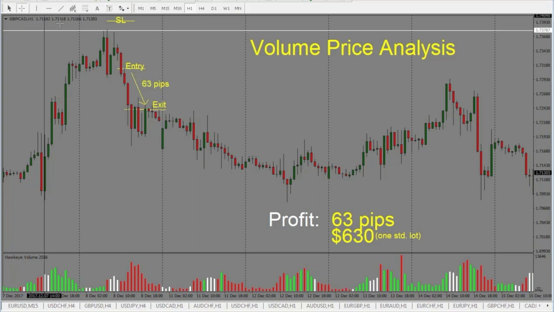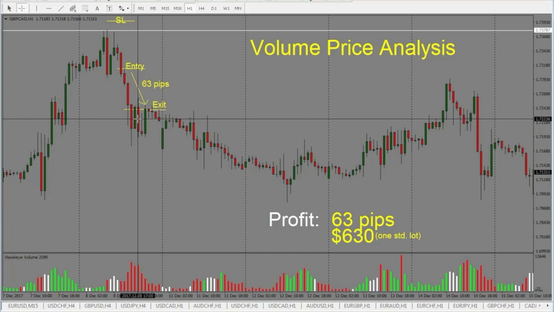So let's take a look at the volume once again. Once we enter the trade short here, this is when our red volume came in. And as the price moves lower, we can see volume is increasing with each candle here. Then the price starts to consolidate and we see that the volume starts to decrease.